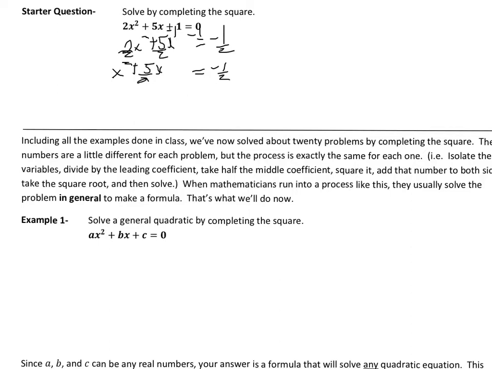So now we have to take 5/2 and half it and square it. So what's half of 5/2? 5/4, good. And we write that down, remember, because we're going to need it later. And what's 5/4 squared? 25/16. Add that to both sides.